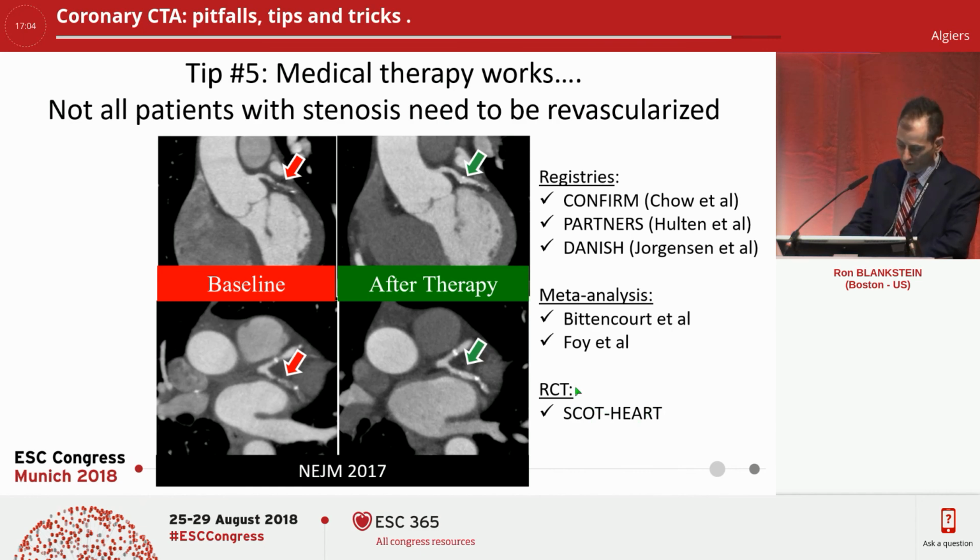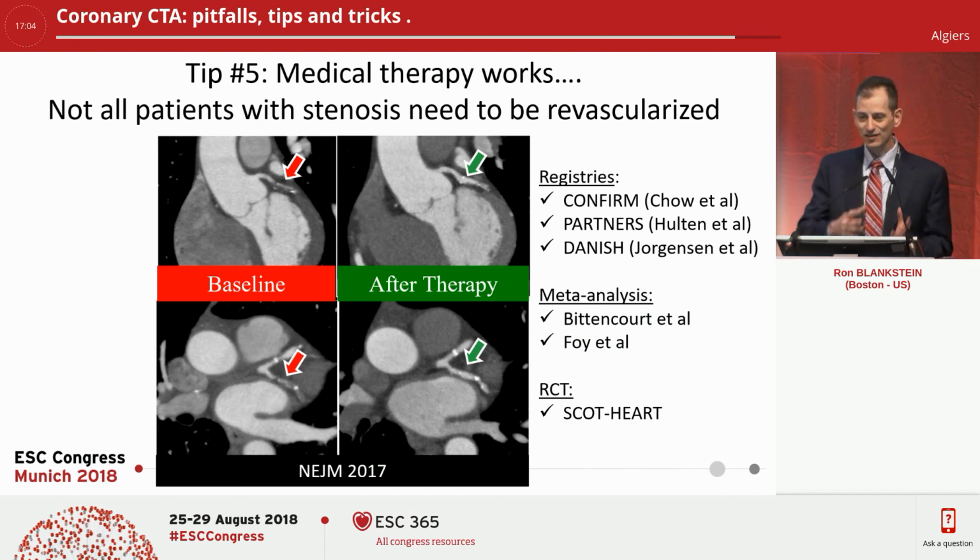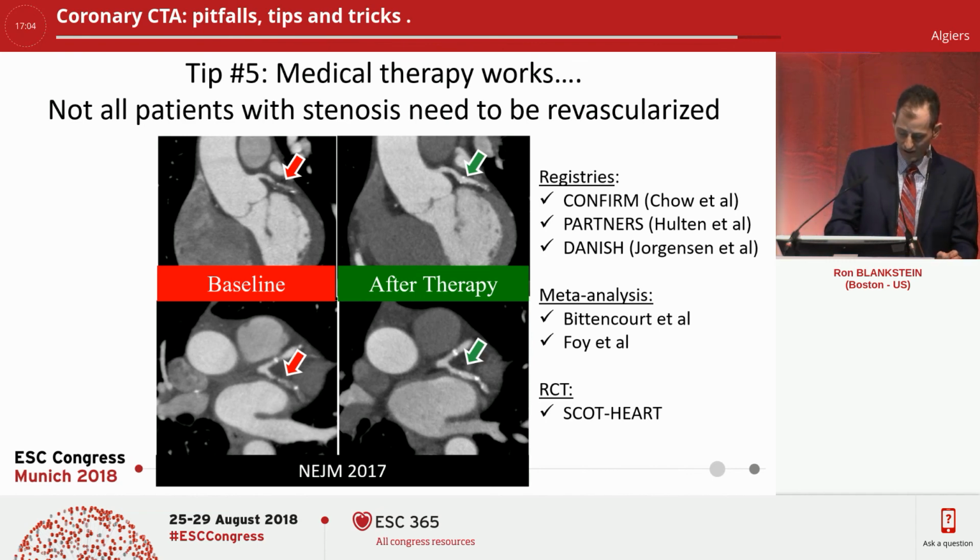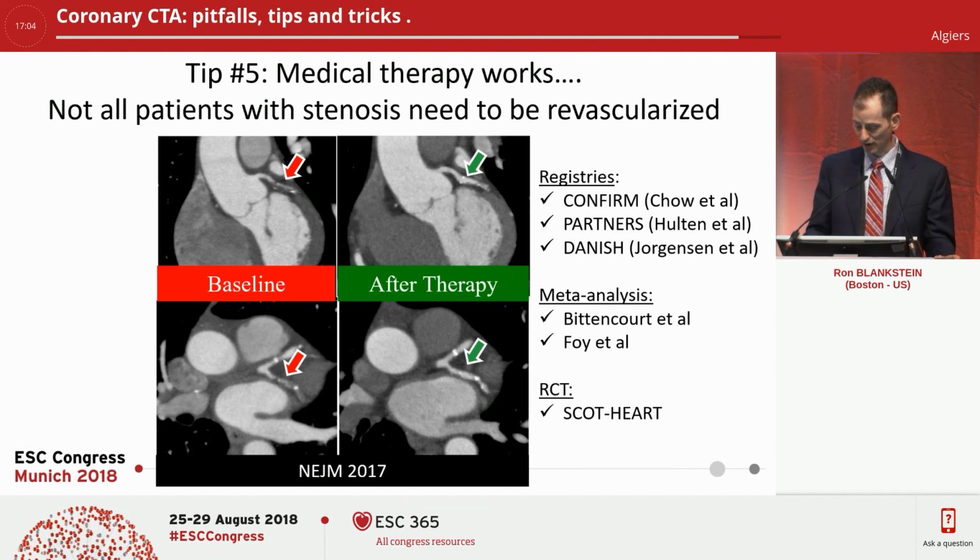So I think this is very strong data, but I want to use this slide to remind everyone that not everybody with disease needs to get a stent or needs to go and have an invasive angiogram, but everyone that does have disease needs to have aggressive medical therapy.